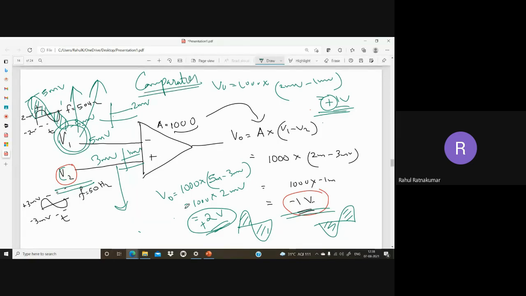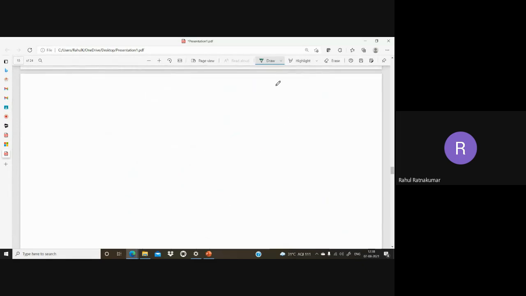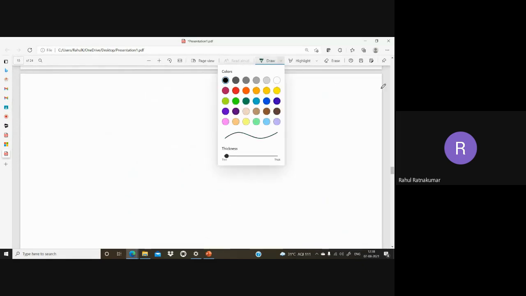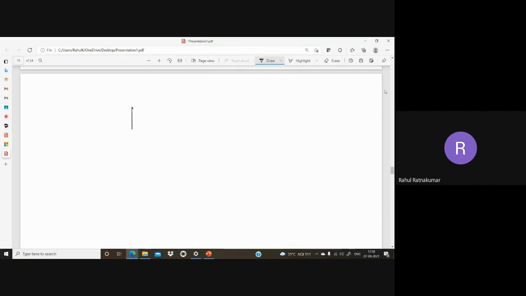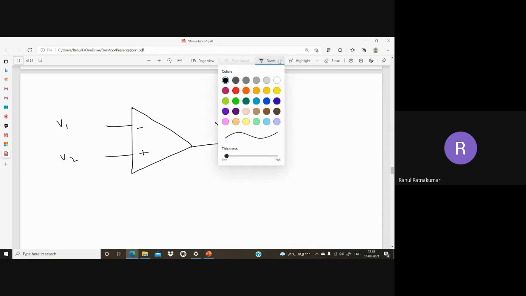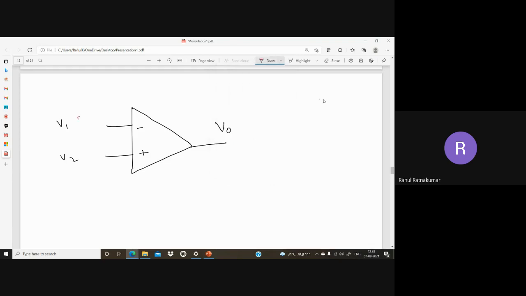Now let's come to the real. This is an ideal thing which we discussed. What happens in real life? Let's see what happens in real life. Now this is minus, this is plus. Here also I have V1, V2, and V output. Now let me show you the same one. I'm giving the same voltage. Let this be 3 millivolt, and let this be 1 millivolt, or we can say 2 millivolt also, with the same frequency.